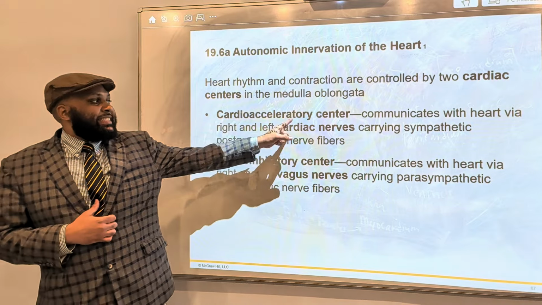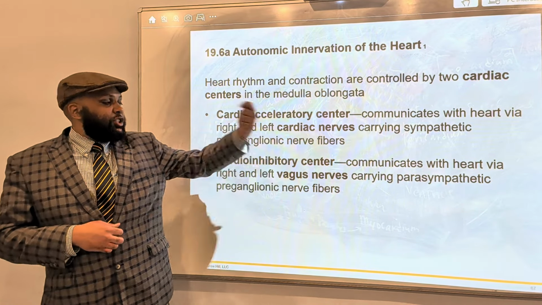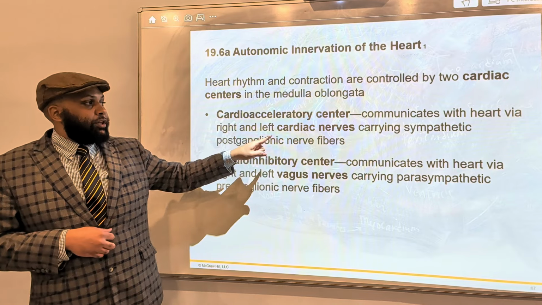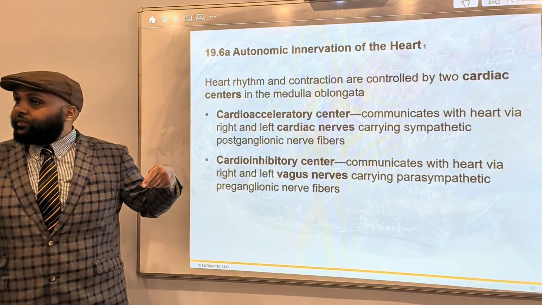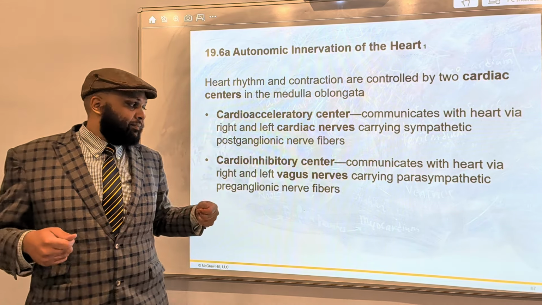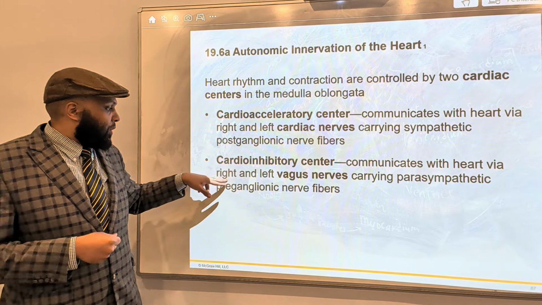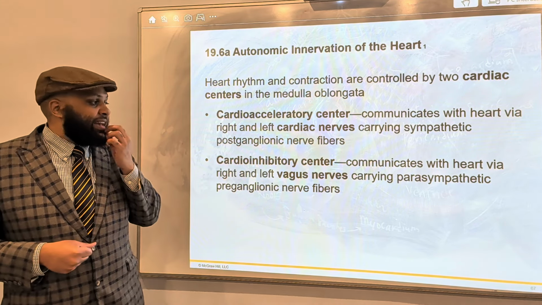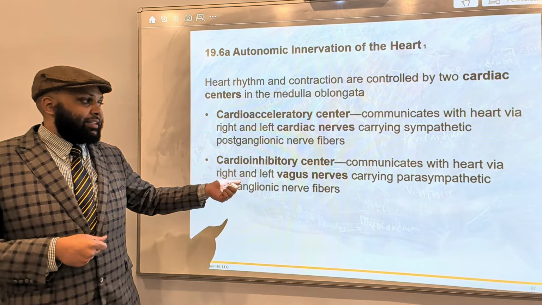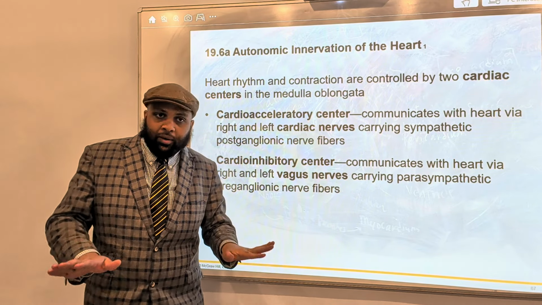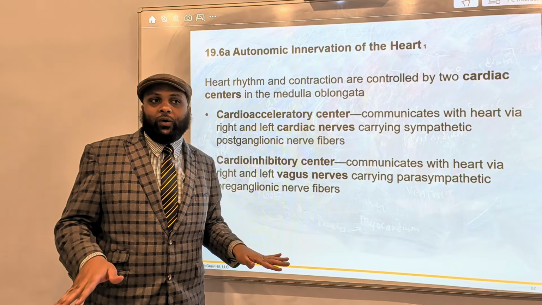The cardio acceleratory center speeds up, communicates with the heart via the right and left cardiac nerves, with the sympathetic nervous system, fight or flight. But the cardio inhibitory center communicates with the heart via the right and the left vagus nerve. Please remember that. The vagus nerve is responsible for slowing down, bringing down the heart rate.